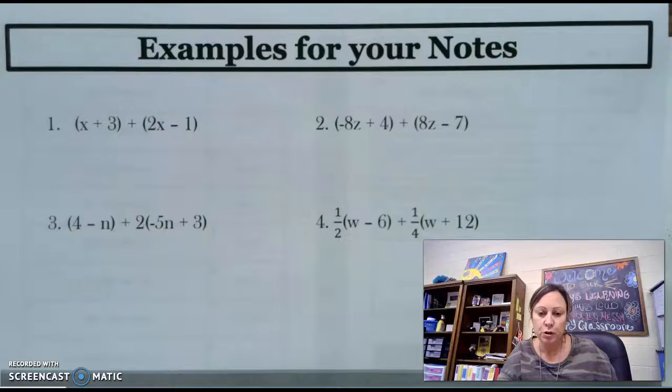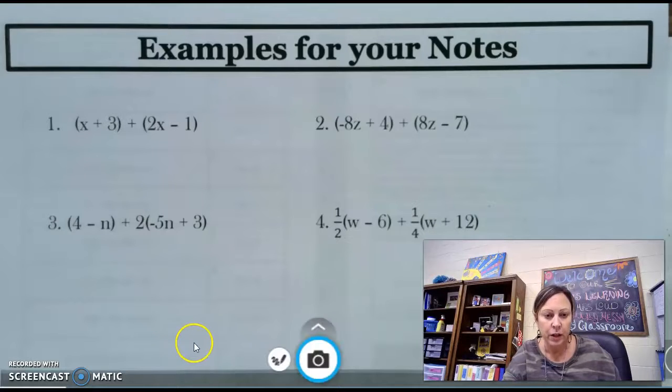Here are some examples for you to try on your own. I'd like for you to pay close attention to examples 3 and 4, where instead of assuming that we have an invisible 1 outside of parentheses, now we actually do have numbers. In example 3, we have a 2 that's going to have to be distributed to each term inside of parentheses. And in example 4, we have 1/2 that needs to be distributed to both terms, and then a positive 1/4 that also has to be distributed to both terms. So pause this video and solve these carefully, and then you'll be ready to check your answers.